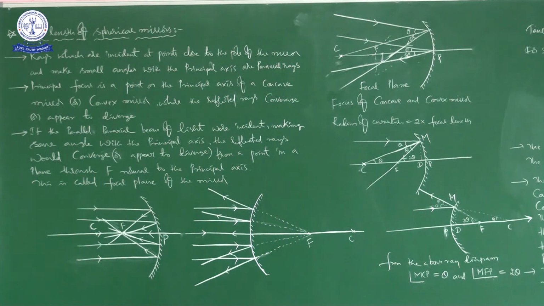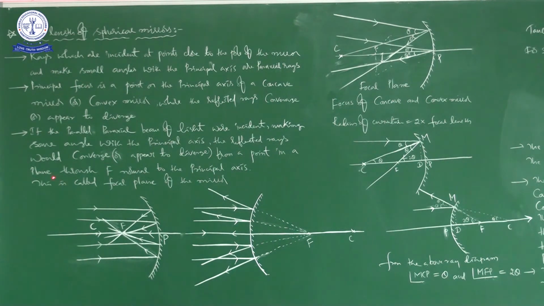Next, if the parallel paraxial beam of light were incident making some angle with the principal axis, the reflected rays would converge.